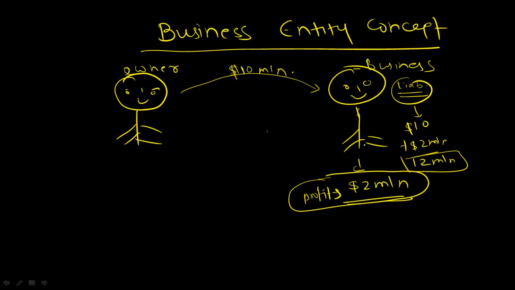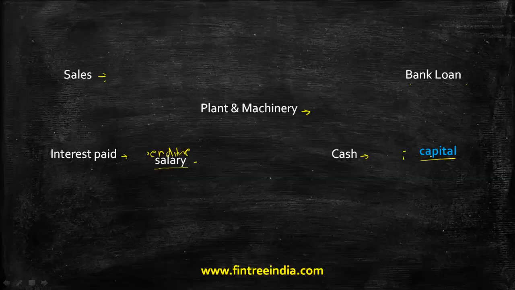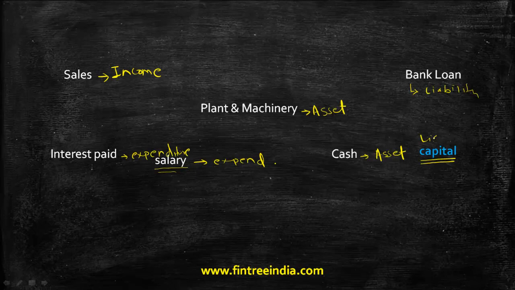Which means that every time a business makes profit, the amount that it owes to the owners of the business is going to increase, and that is precisely the reason why the profit of a business organization is transferred to its balance sheet on the liability side, because of a concept called the business entity concept. So the answer to our question, what is capital? Capital is simply a liability.